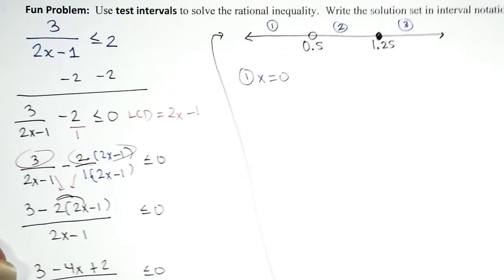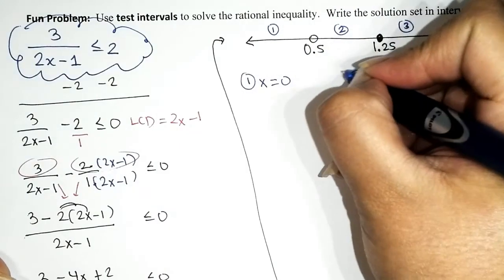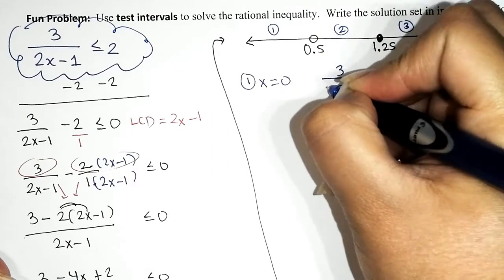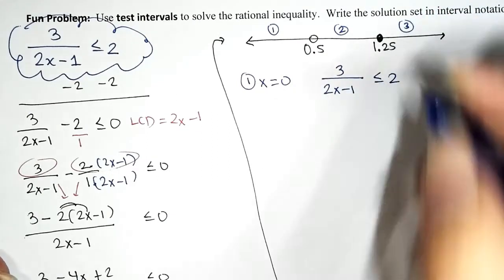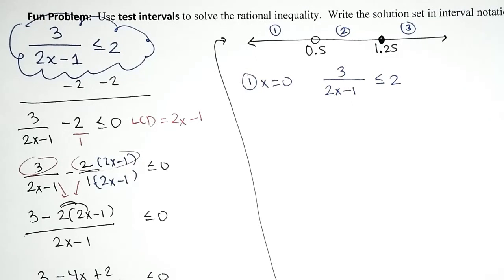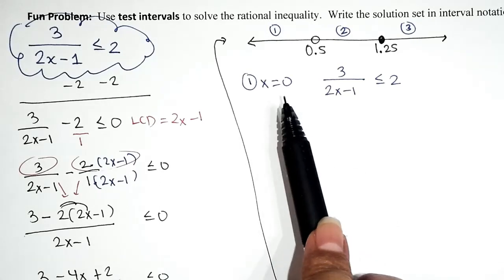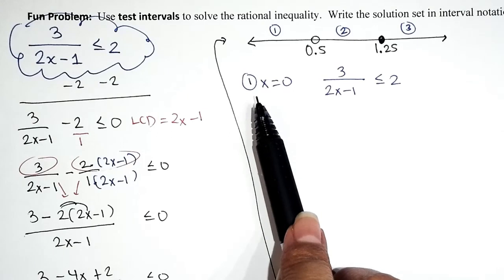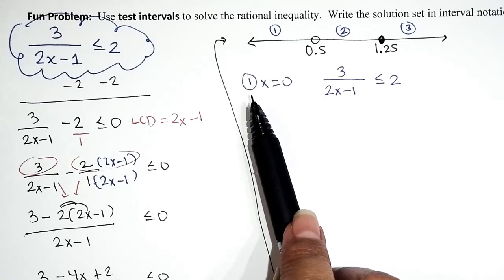Let me highlight it because I speak to myself. We have 3 over 2x minus 1 is less than or equal to 2, and let's see if our test value is a solution. We cannot read each other's minds, so I'm not expecting you to also test out 0. This is why it's important that you tell me which test interval you're testing out.